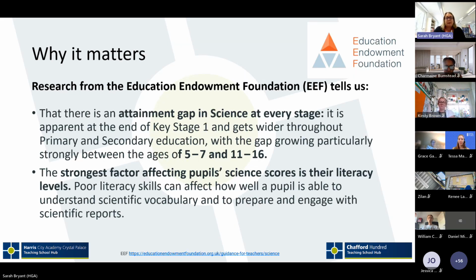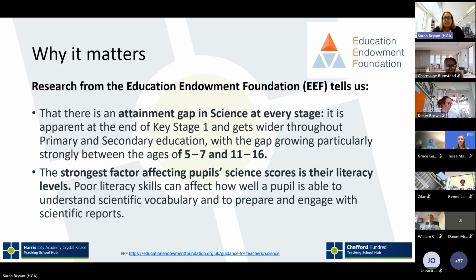So why does it matter? So the EEF tells us that there is an attainment gap in science at every stage. It is apparent at the end of Key Stage 1 and gets wider throughout primary and secondary, with the gaps growing particularly strongly in ages 5 to 7 and 11 to 16. The stronger factor affecting pupils' science scores is their literacy levels. So actually, what we're finding is that literacy is a barrier to them showing their knowledge.